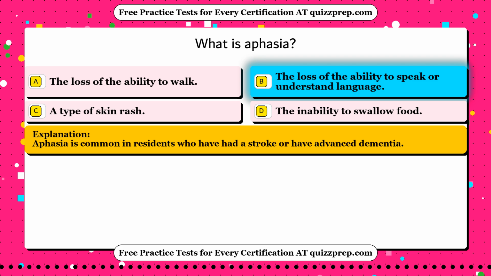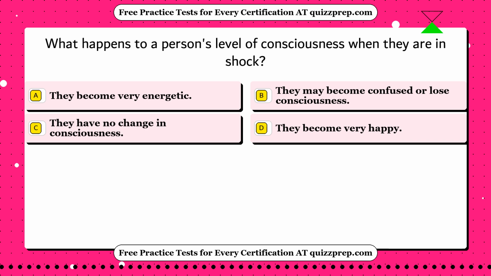Aphasia is common in residents who have had a stroke or have advanced dementia. Question 102. What happens to a person's level of consciousness when they are in shock? Option A, they become very energetic. Option B, they may become confused or lose consciousness. Option C, they have no change in consciousness. Option D, they become very happy.